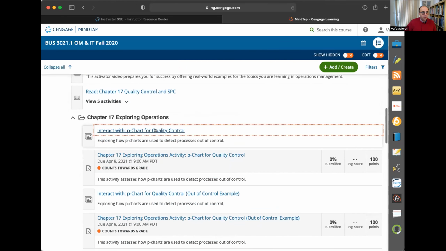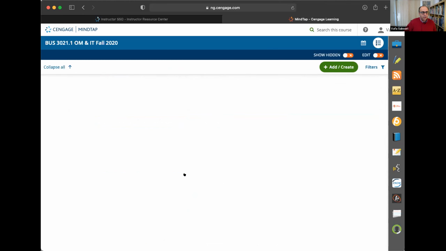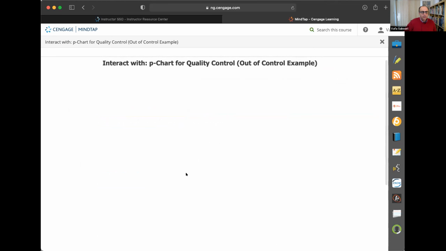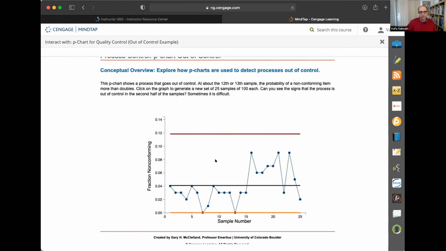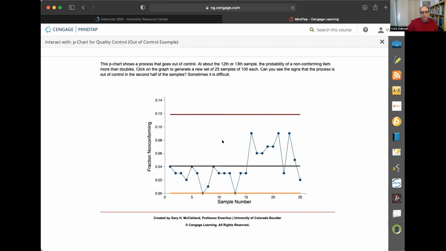So here we have a P chart that is in control, and then we have a P chart that is out of control, okay? For the P chart out of control, you need to be able to see why these P charts are out of control. So let's take a look at a few of them. For example, this one, what do you see here? Why is this P chart out of control? Or is it out of control at all?